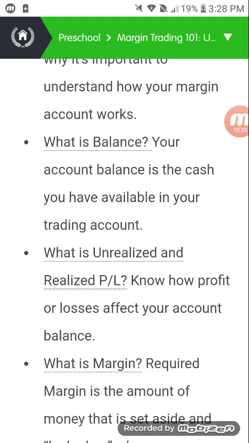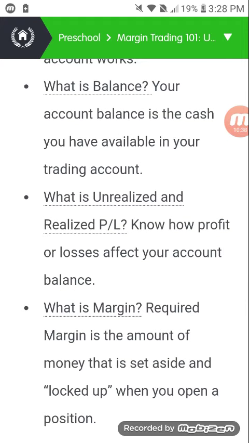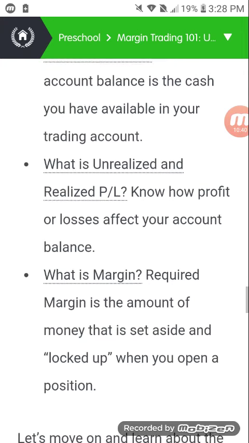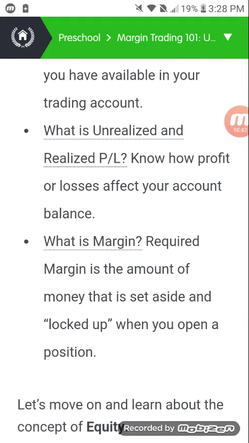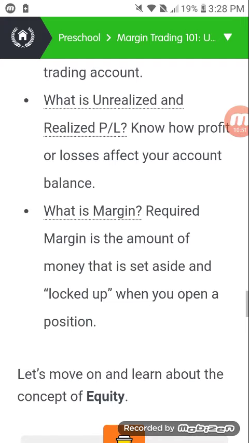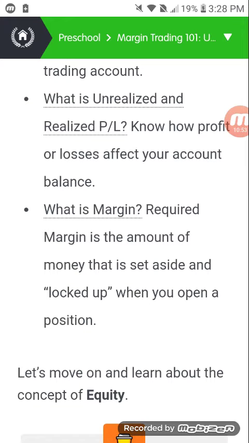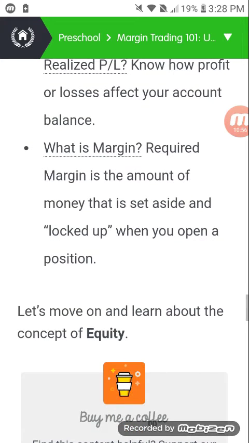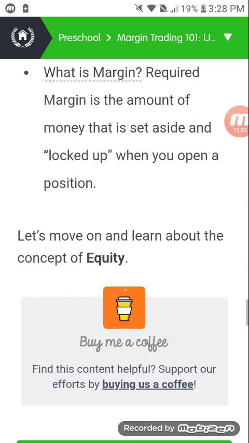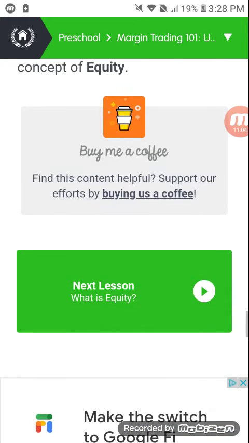What is your balance? Your account balance is the cash that you have available in your trading account. What is unrealized and realized profit and loss? It is knowing how profits or losses affect your account balance. What is margin? The required margin is the amount of money that's set aside to lock up the positions that you have open. So let's move on and learn about the concept of equity.